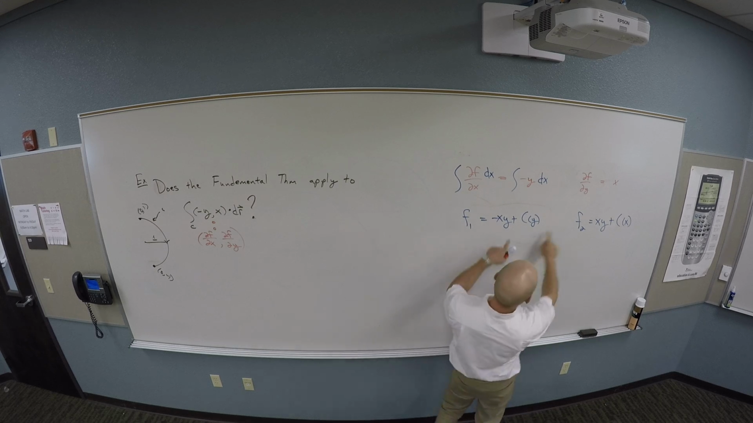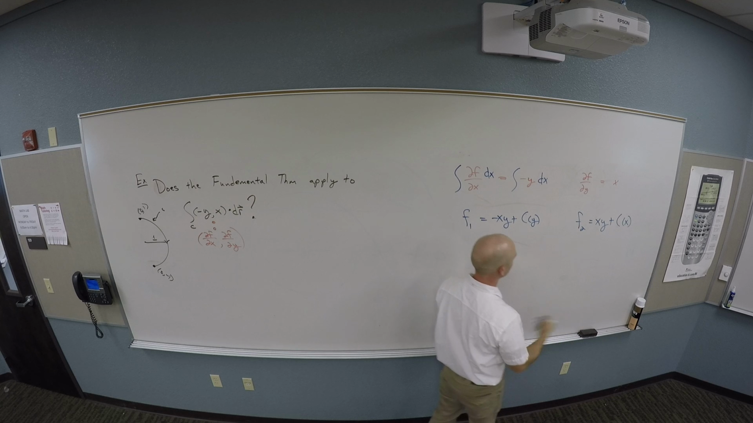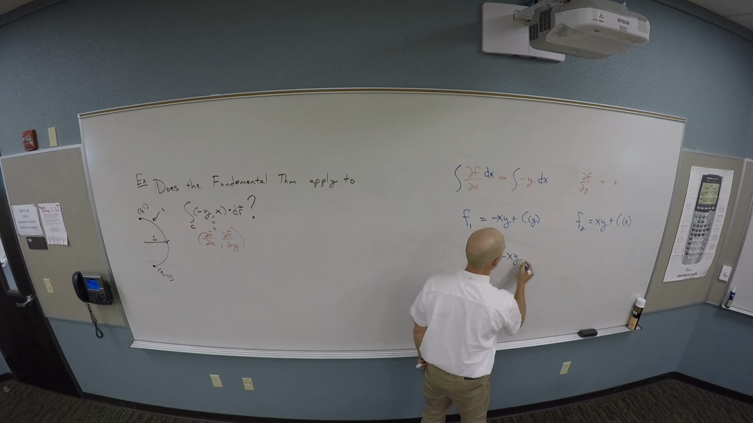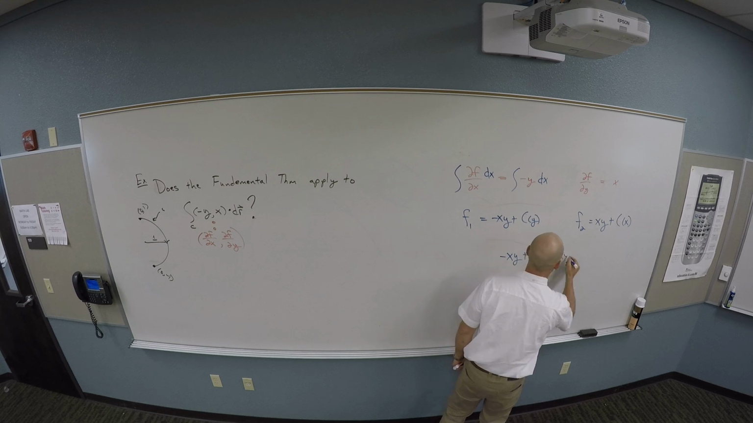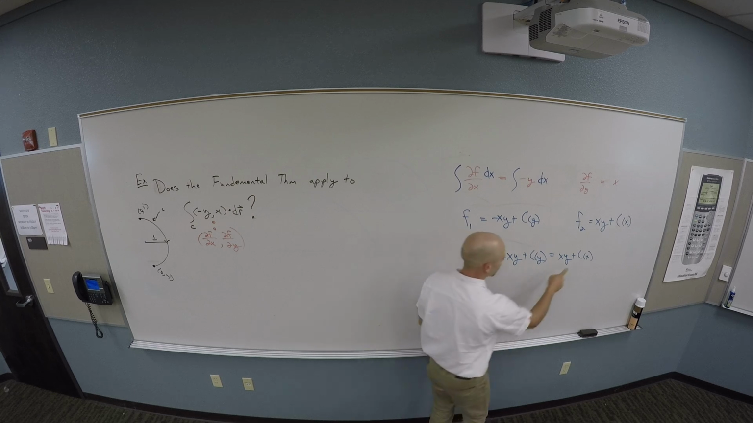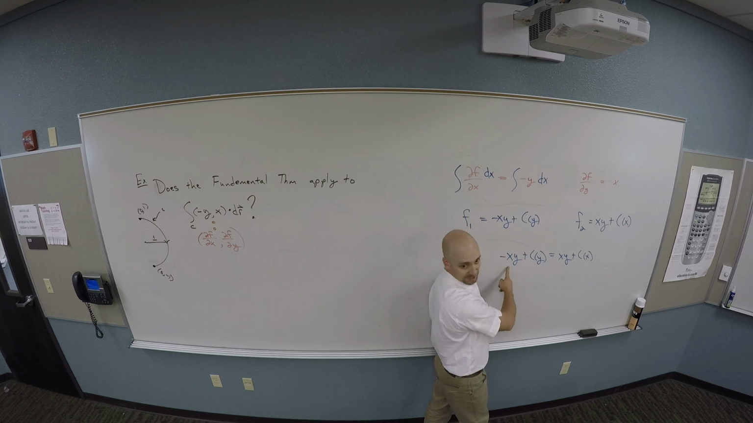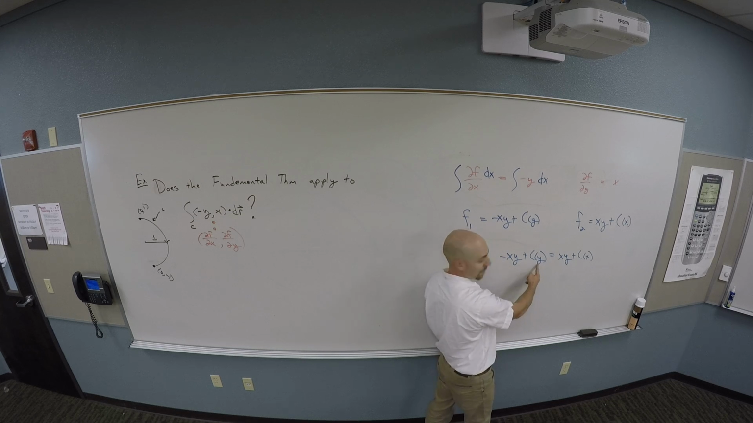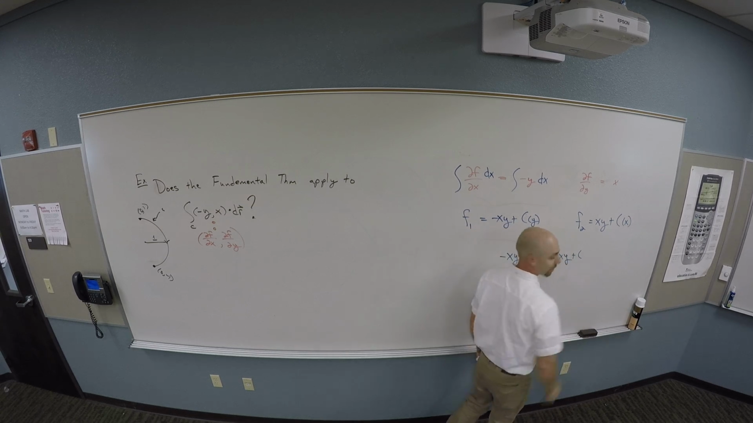These are supposed to be the same thing, right? Negative xy plus some function of y is supposed to be xy plus some function of x. So let me figure out what cx is. That can't be cx. cx could at worst be a constant, so it can't depend on x.